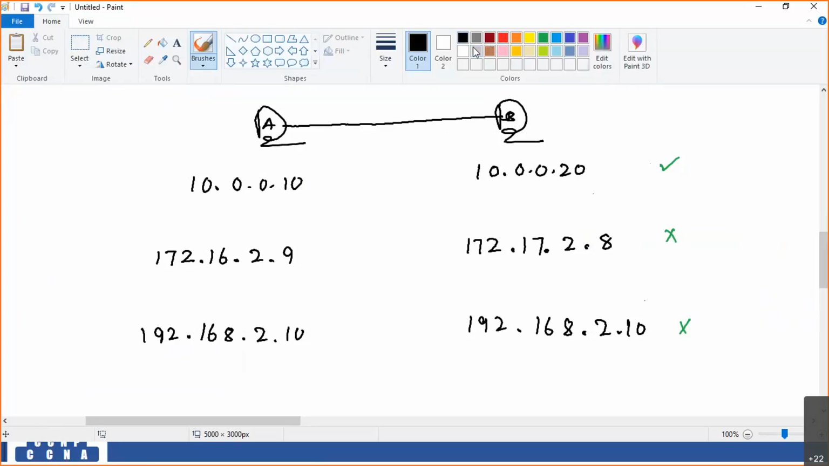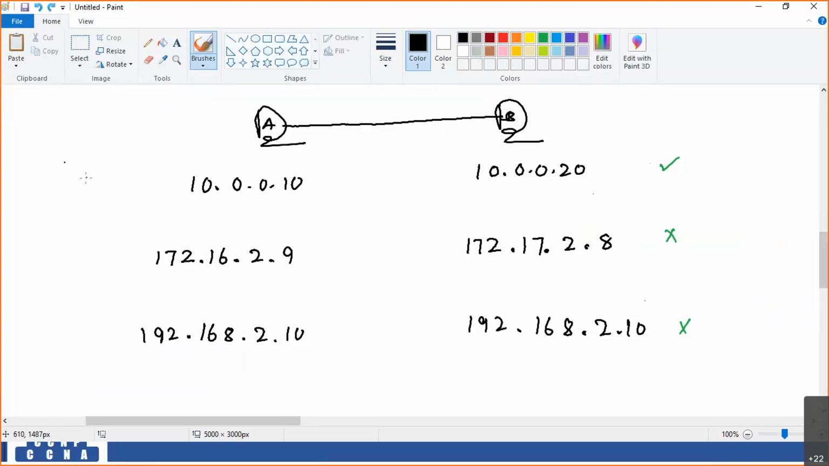So how can we say in the first case that computer A and computer B will communicate? Because both are on the same network. How can we say both are on the same network? Because both network portions of the IPs are the same. Both are class A, so the first octet is the network portion, right?